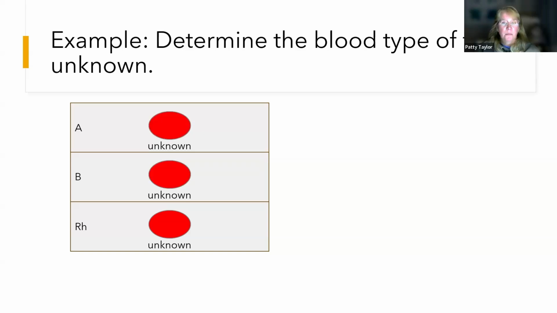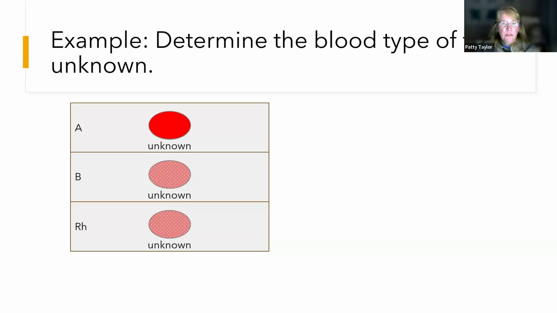Let's do another one. This one has no agglutination. There was no agglutination for A, B, or RH. So what are we? This one is blood type O negative. No agglutination for any of these, including the RH factor. This one's a pretty straightforward one, O negative.